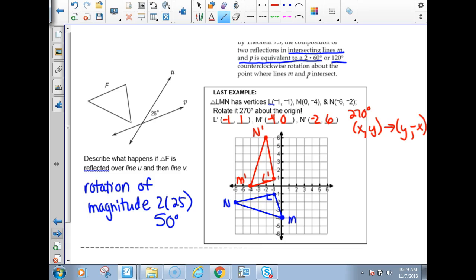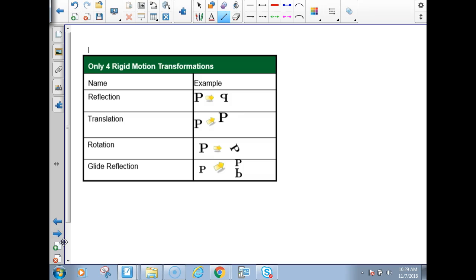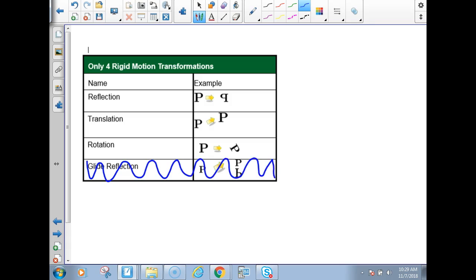Okay, next page, please. Or is yours on the next page? I believe it is. Yes. We are not going to do glide reflections this year. I eliminated this from 9.4. It's not on the chapter test, and it's not on the final exam. So if you can cross out this last little line in the box.